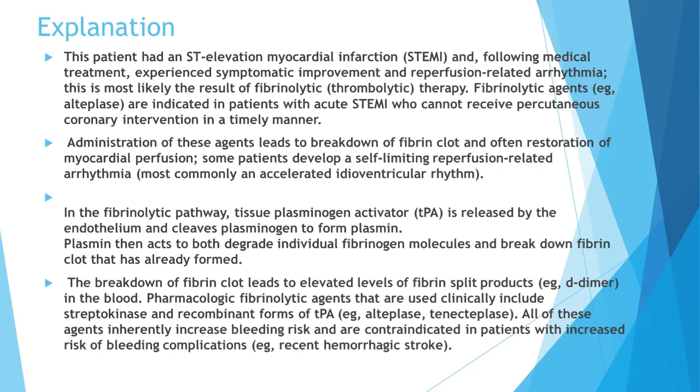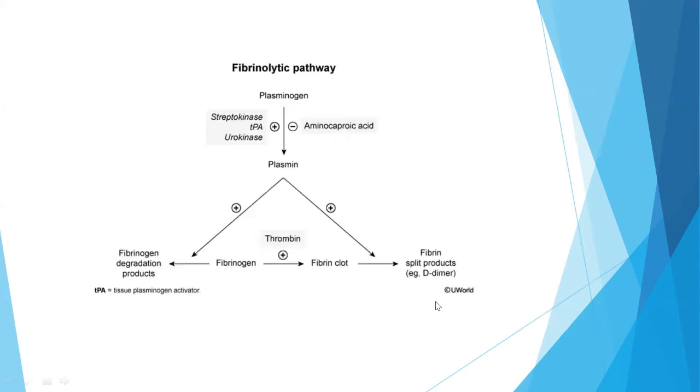also called accelerated idioventricular rhythm. So in the fibrinolytic pathway, the tissue plasminogen activator is released by the endothelium and cleaves plasminogen to form plasmin. Plasmin then acts to both degrade fibrinogen and break down fibrin. Now, this concept we will learn in hematology again, but this is only a brief overview. The breakdown of the fibrin clot leads to elevated levels of fibrin split products in the blood, and the pharmacological fibrinolytic agents used clinically include streptokinase and recombinant forms of tPA.